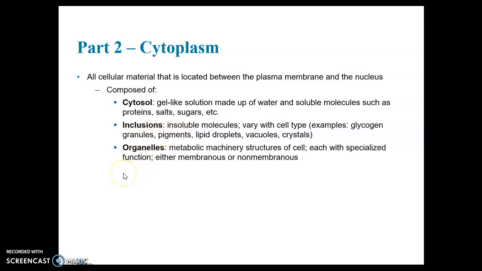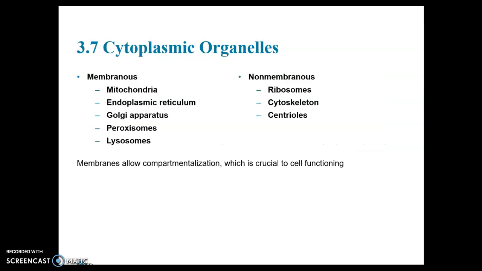Cytosol is the gel-like solution in the cytoplasm. It does have its water, but it does have proteins, salts, and sugars dissolved in it. And then you have inclusions, which are insoluble molecules, maybe like fat droplets, pigments, and things like that. And then you have organelles, which would be like the ribosomes and the mitochondria, the lysosomes, the endoplasmic reticulum. They're like little organs inside the cell, and we're going to learn about those.